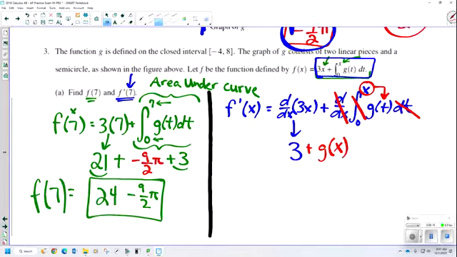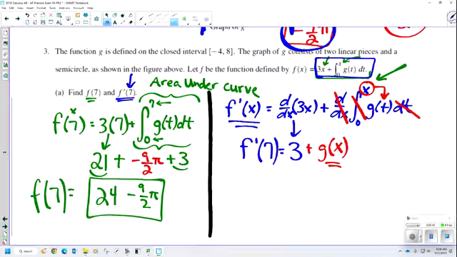Now, the chain rule applies here, which means after I get this, I've got to multiply by the derivative of whatever this upper bound is. The derivative of x is 1. So technically, I have to multiply that times 1. But anything times 1 is itself, so we really don't need to put that there. All right? So this is the derivative of f of x.